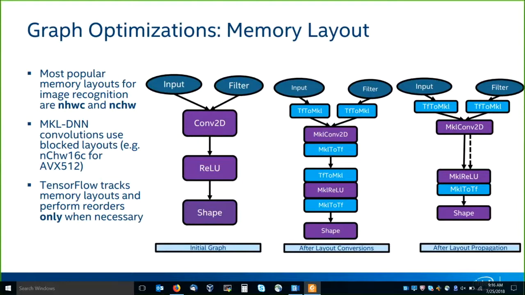So what we typically do is we find the largest subgraph where we have a continuous flow of MKL ops, and then we remove these conversion nodes and directly minimize the amount of time spent in the memory layout transformation routine. So the framework itself tracks this and only does this when needed.